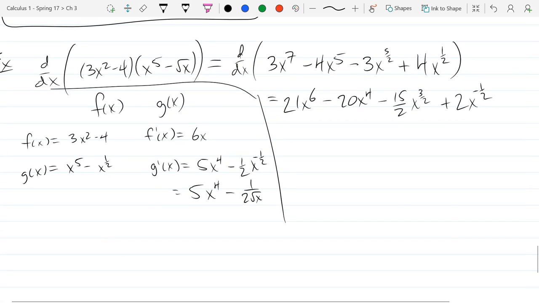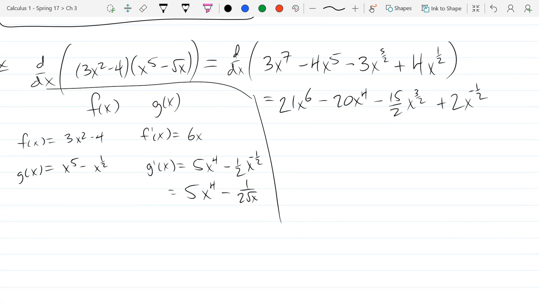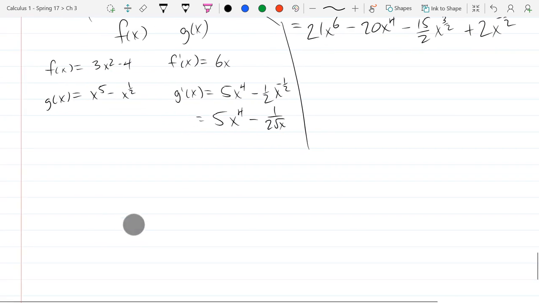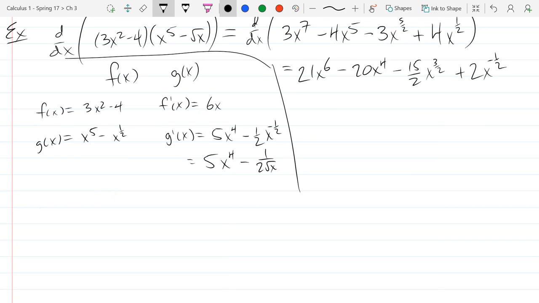So what I did on the board, you can look at it now, is algebra first, calculus second. What you did was calculus first. I didn't use a product rule at all. I mean, I did the product by multiplying, but I didn't use a product rule whatsoever. The negative 1/2 x to the negative 1/2 equals negative 1 over 2 square root of x.